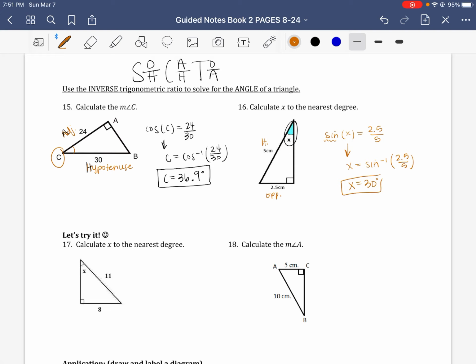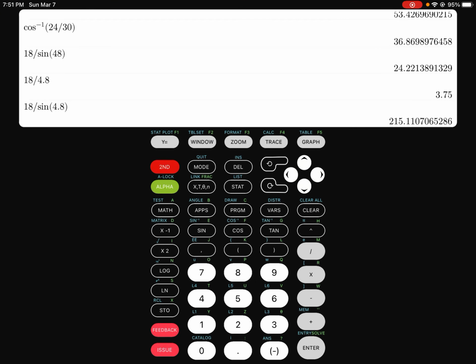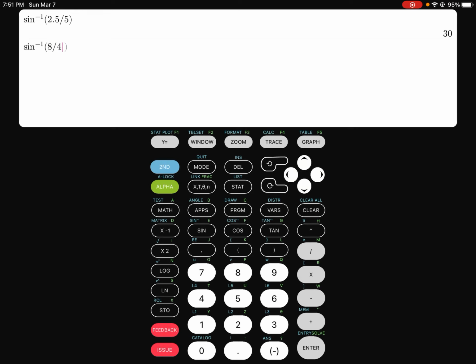Okay, let's look at two more. So number 17 says calculate x to the nearest degree. Again, we have an angle here labeled as x, and it looks like, again, we have the opposite leg and the hypotenuse. It's just turned a different way. So if we look at this one, that's again going to be sine. So sine of x is equal to the opposite over the hypotenuse. So again, if I'm solving for x, then I'm going to do the inverse sine of 8 over 11. And again, I'm going to go to my calculator, inverse sine of 8 over 11.